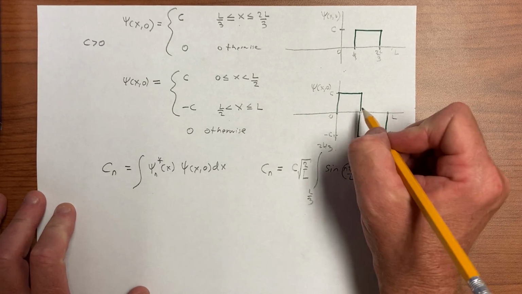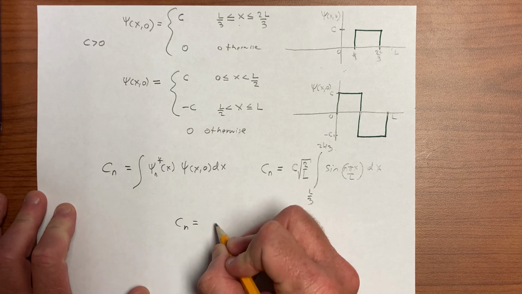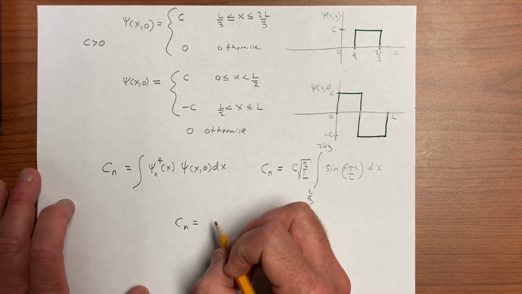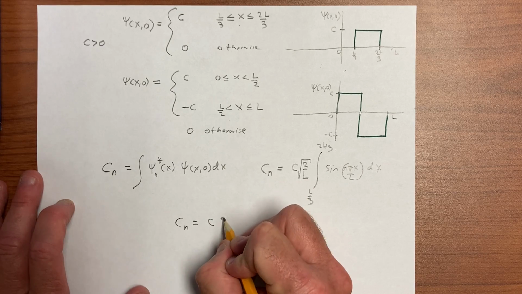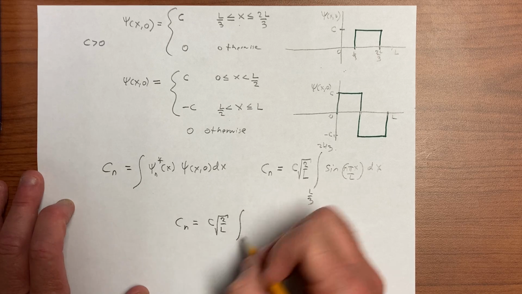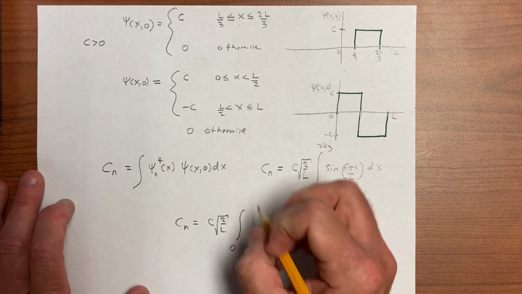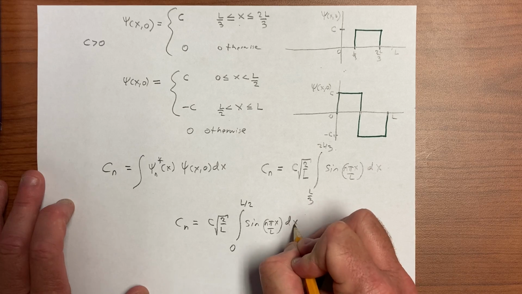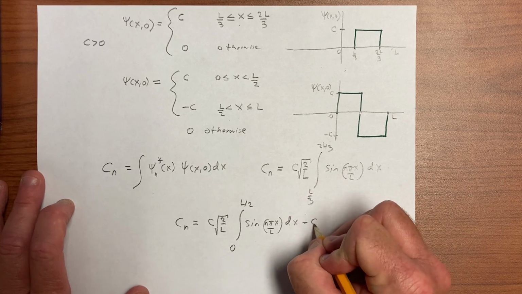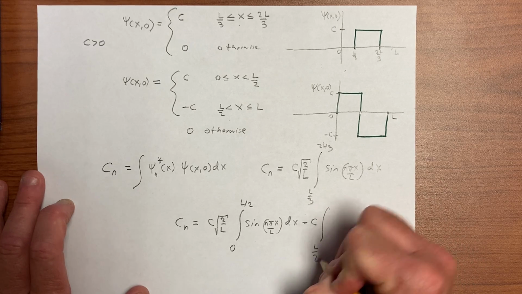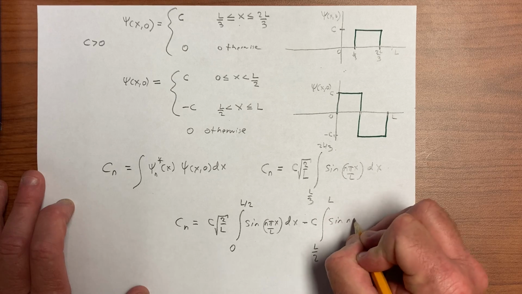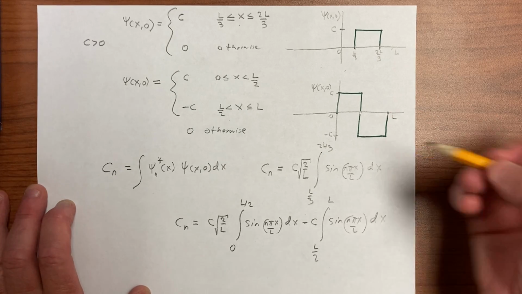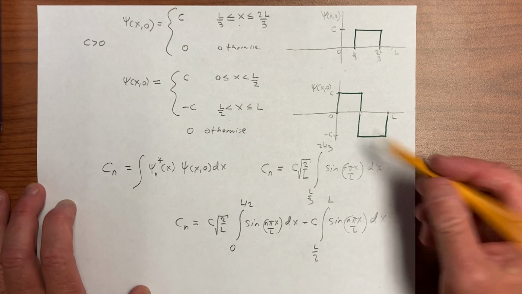And in this case, the Cn's would look like, well, it's only c here, and it's not 0 here, so we have c times root 2 over L, integral from 0 to L over 2 of sine n pi x over L dx, plus the next one, which is the minus sign, so minus c, integral from L over 2 to L of the same thing. Of course, these functions have the cosine of n pi x over L, or minus the cosine of n pi x over L as the result of the integral.